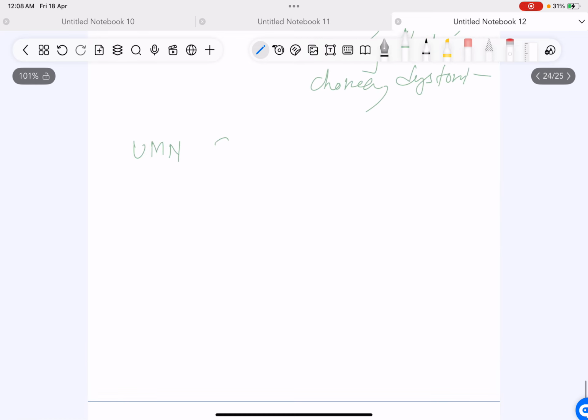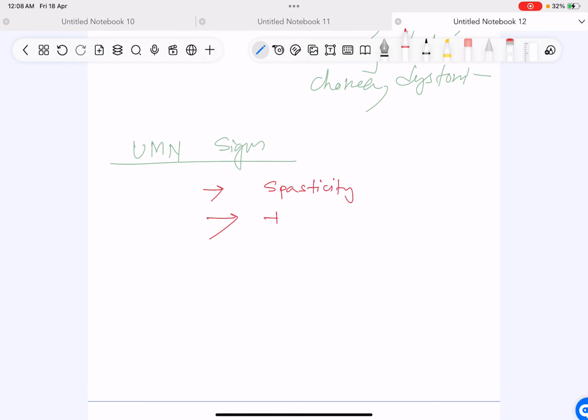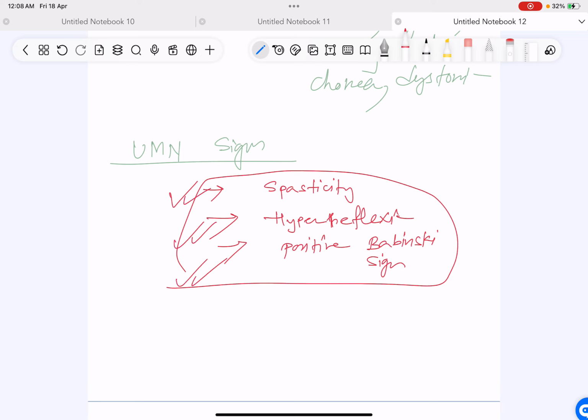UMN signs. Okay, UMN signs: spasticity, hyperreflexia, and positive Babinski sign. These are signs of upper motor neuron involvement: spasticity, hyperreflexia, and positive Babinski sign.